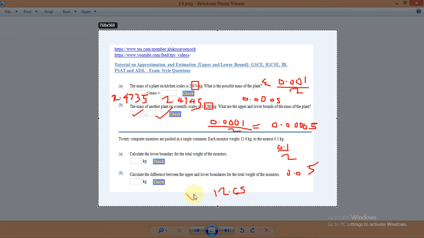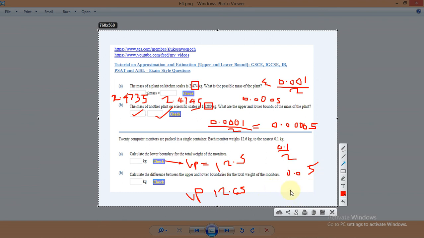That's my UB. Then my LB, my lower bound. So I'll just take away now 12.6 minus 0.05, and that gives me 12.55. So that's the solution to this. They just asked me for the lower bound, and that's it. Now they say calculate the difference between the upper and the lower boundary. So just take away 12.65 minus this, and I think that will be 0.2.